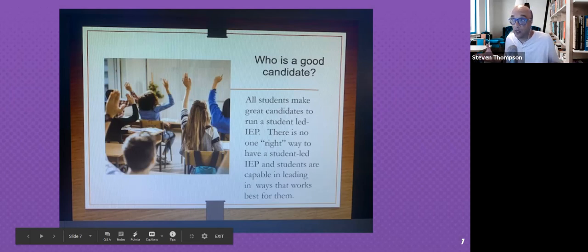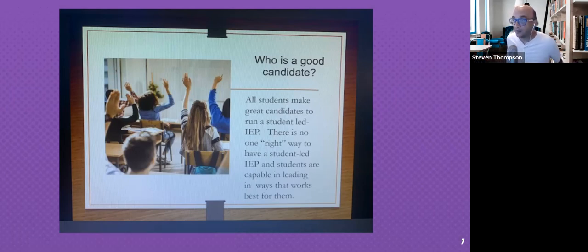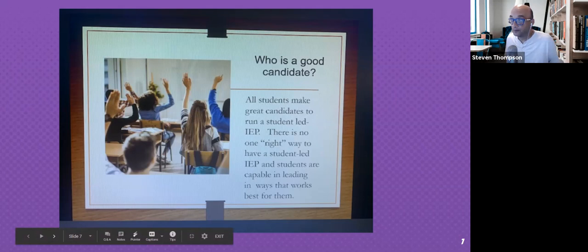Now, who is a good candidate? You might be thinking that. Well, all students make great candidates to run a student-led IEP. There's not one right way to have a student-led IEP, and all students are capable of leading in ways that work best for them.